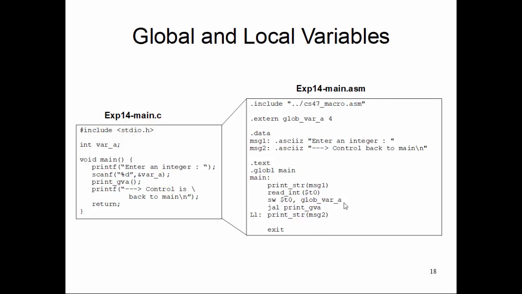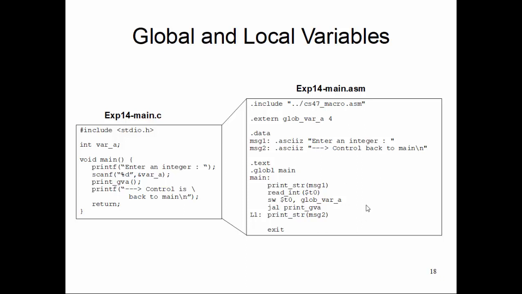Now this global var a, if you look at, we defined as .extern global variable a, 4. What does it mean? This means I am referring to a memory label whose name is global variable a. The .extern directive is telling the assembler program, this exp14 main.asm, that I'll be using some label which is not defined in this assembly file, but is defined somewhere else as a global variable, and its size is 4 bytes, a complete word. That's all it is telling. And then using that, it is storing the value into that global variable.